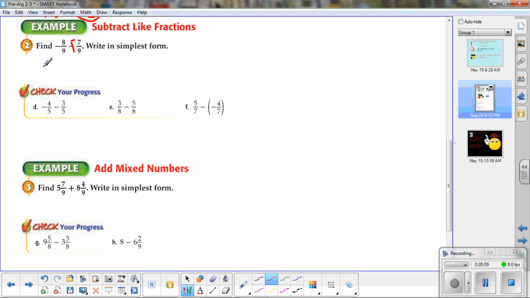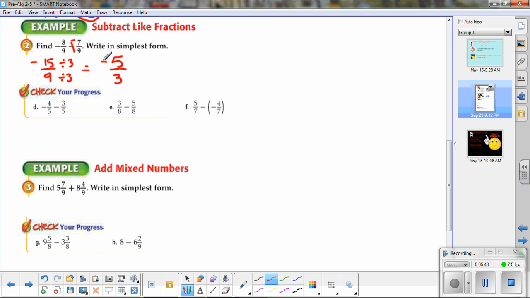8 and 7 is 15. Keep the denominator the same. And also, since they're the same sign, you're going to keep the sign. Now we just need to simplify. Both 15 and 9 can be divided by 3. So we end up with a negative 15 divided by 3 is 5, and 9 divided by 3 is 3.